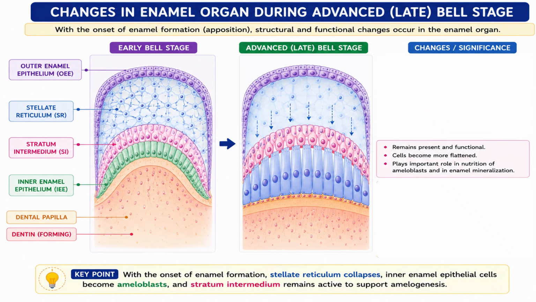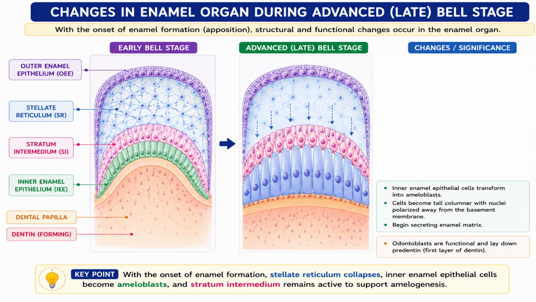Next is the stratum intermedium. It remains present and functional. The cells are more flattened and it plays an important role in the nutrition of ameloblasts and in enamel mineralization. Coming to the inner enamel epithelium, the inner enamel epithelial cells transform into ameloblasts. The cells become tall columnar with nuclei polarized away from the basement membrane, and they begin secreting the enamel matrix. The odontoblasts are functional and lay down pre-dentin, that is the first layer of dentin.